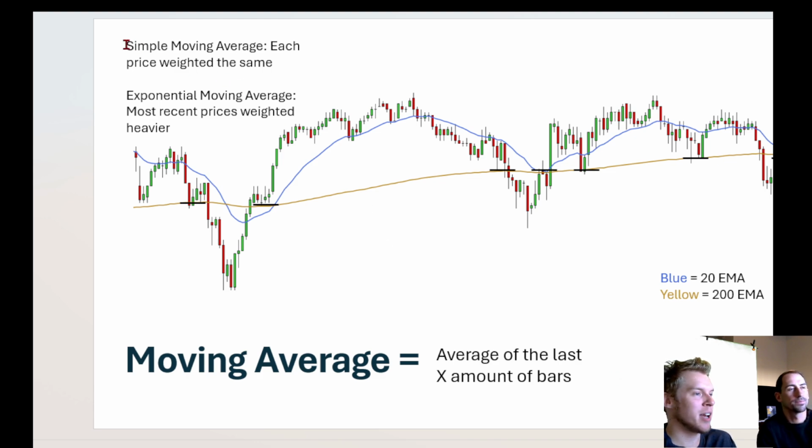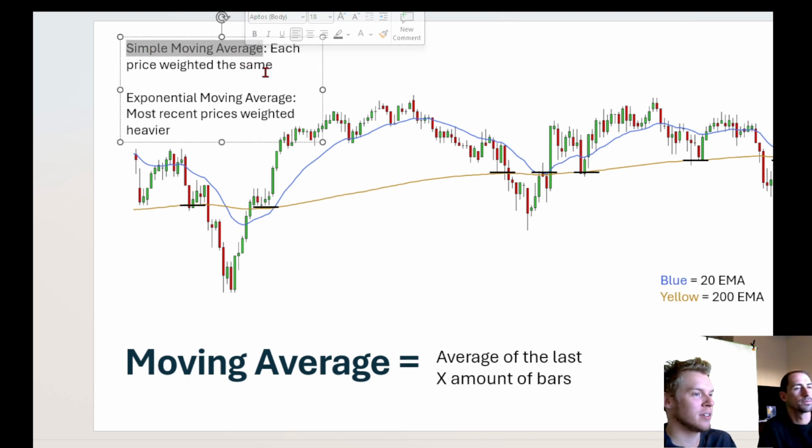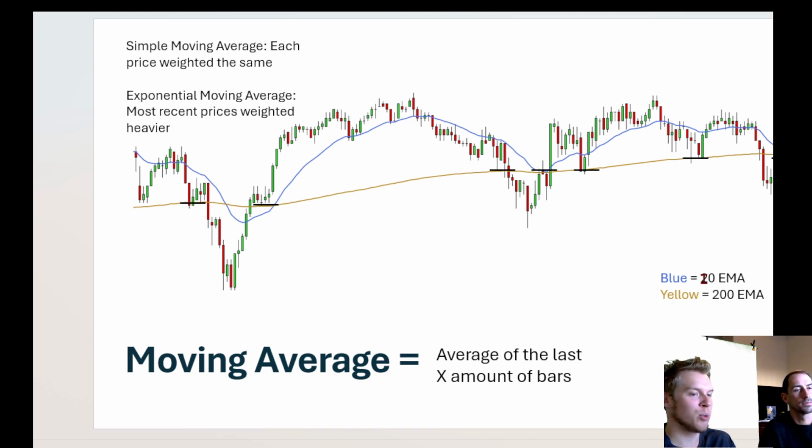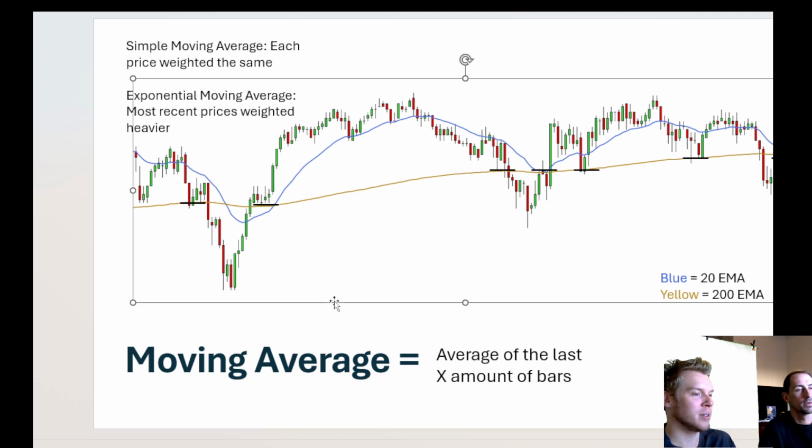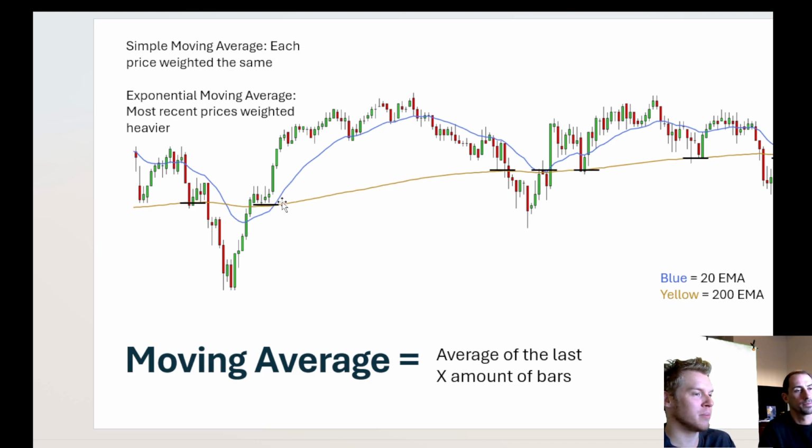There's a simple moving average, which is where each bar is weighted the same. So it's really just the average of the last 20 bars. I prefer a 20 exponential moving average. It basically weights the more recent bars heavier. So it still takes the average of them, but it puts a higher weight on the more recent bars.